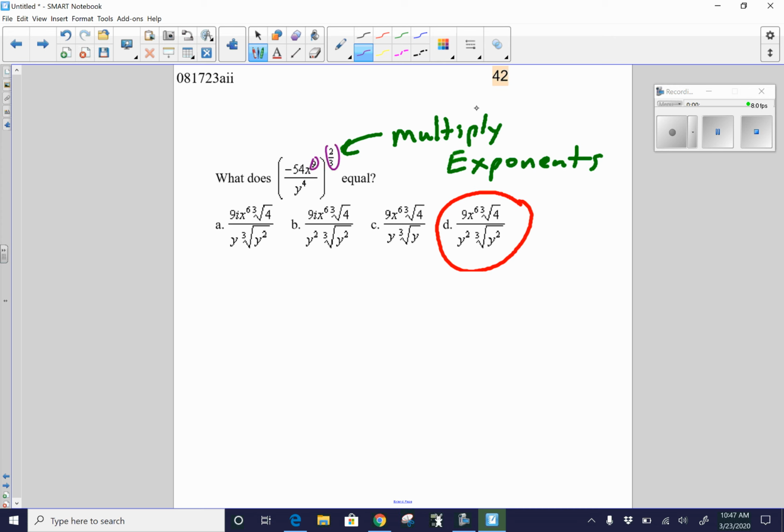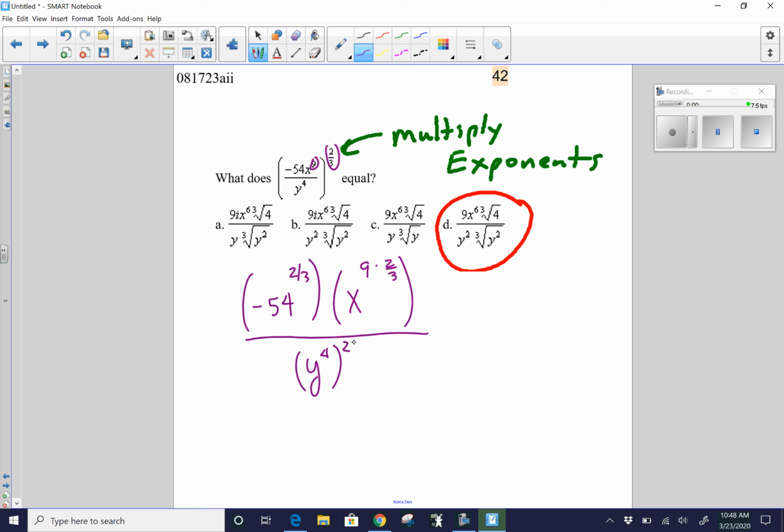So over here though, it's negative 54. Let's just split it up. Negative 54 to the 2/3 power. Let's leave that alone for right now. This is going to be x to the 9th to the 2/3 power. So we're doing 9 times 2/3. Again, we'll leave that alone for right now. And then this one right here on the bottom is going to be y to the 4th to the 2/3 power.